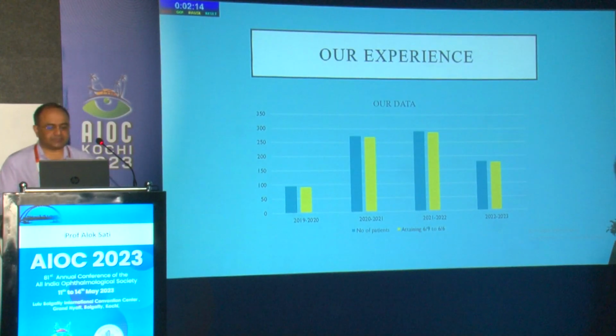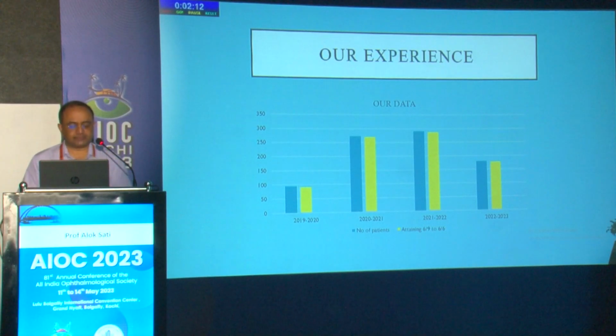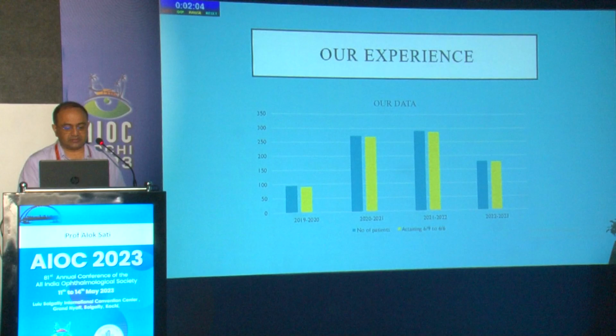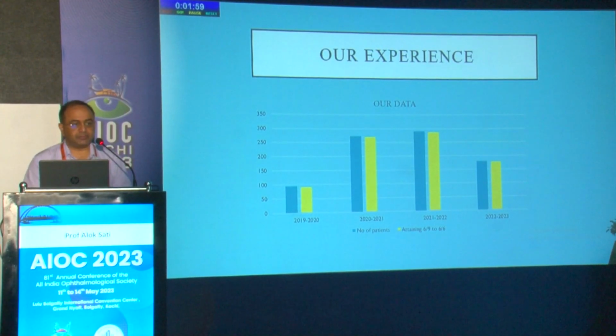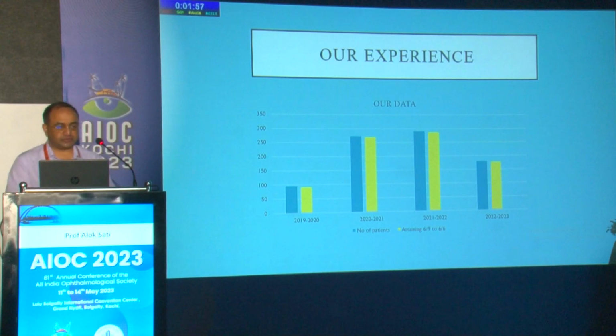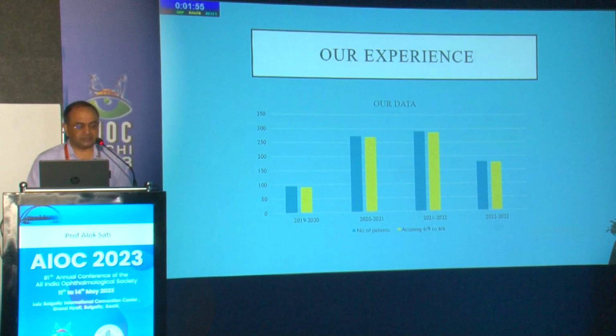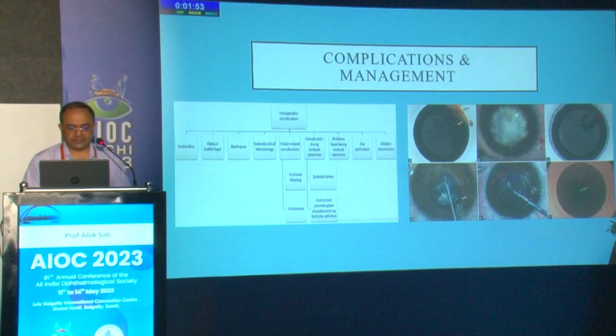Now, if you look at our experience, this is our experience from 2019. One side is showing the number of patients, and one is showing the number of patients attaining 6/9 to 6/6 vision. So it's almost closer to the number of procedures that we have done. So this is the predictability of this procedure, which I want to highlight here.